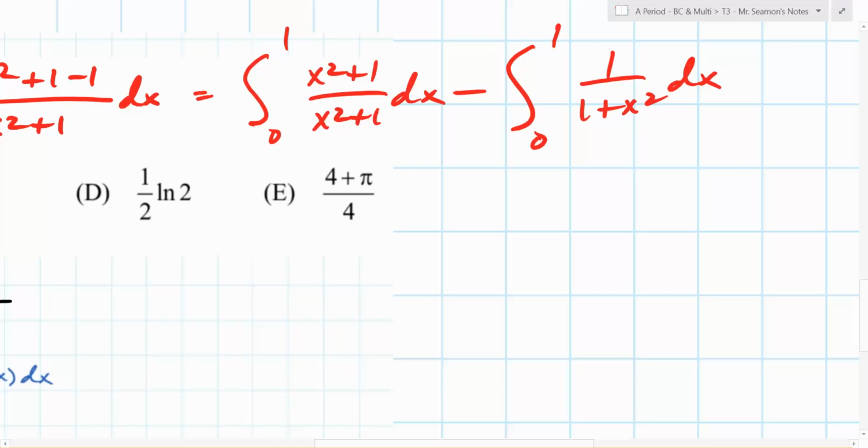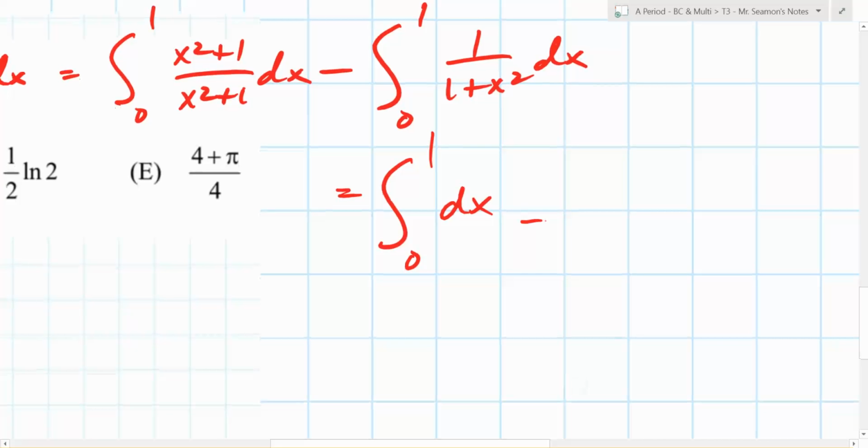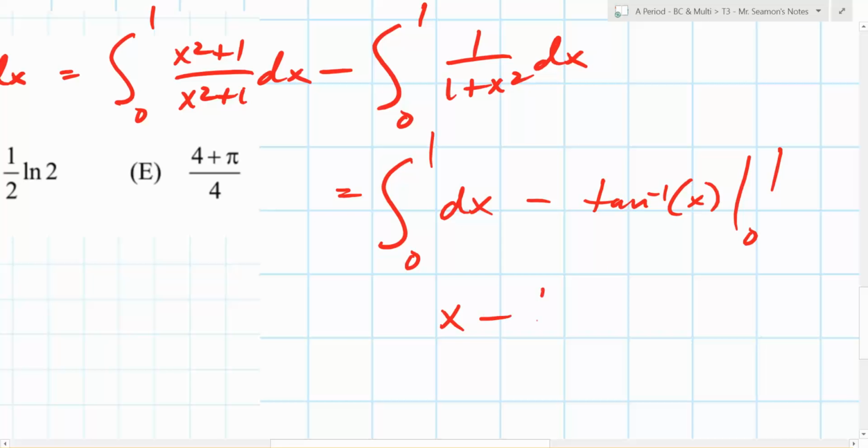So what does that equal? What does that equal? The integral from 0 to 1 of dx, right? Plus, or sorry, minus, and what's the integral of 1 over 1 plus x squared? Inverse tangent of x from 0 to 1, right? So this is just x minus tan inverse x from what to what? 1 to 0. Isn't that thoroughly frustrating?